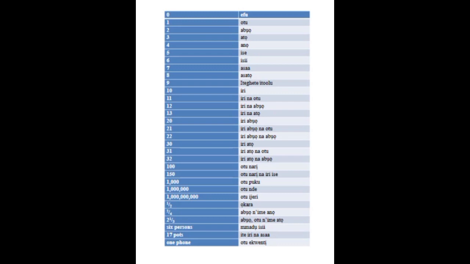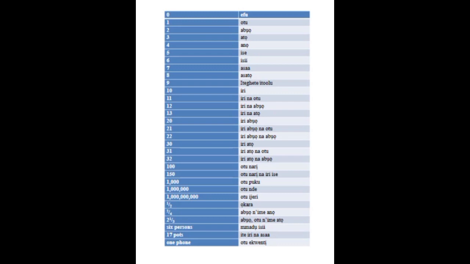Ọkara. Or you say otu n'ime abụọ. Then we have two whole number. Okay, first of all, we have 2/4. Abụọ n'ime anọ. We have two whole number, 1/3. Abụọ na otu n'ime atọ. Or you say abụọ, otu n'ime atọ. You can write it either ways.